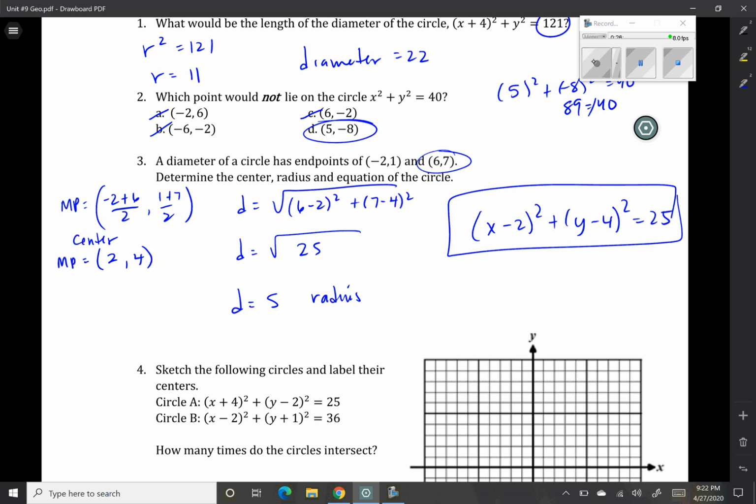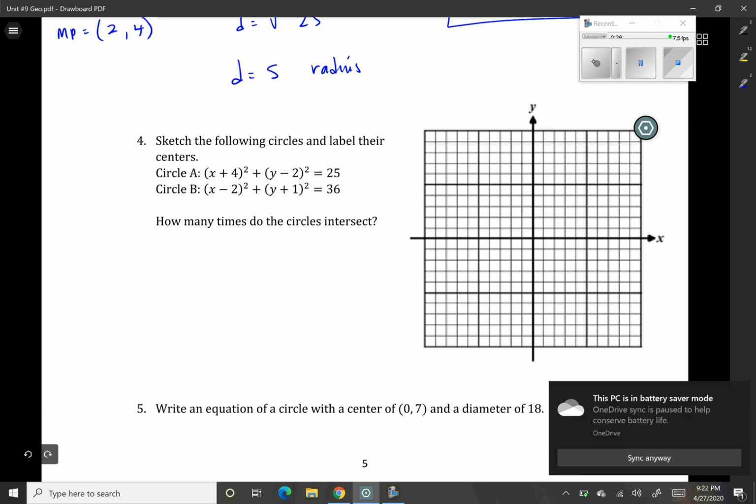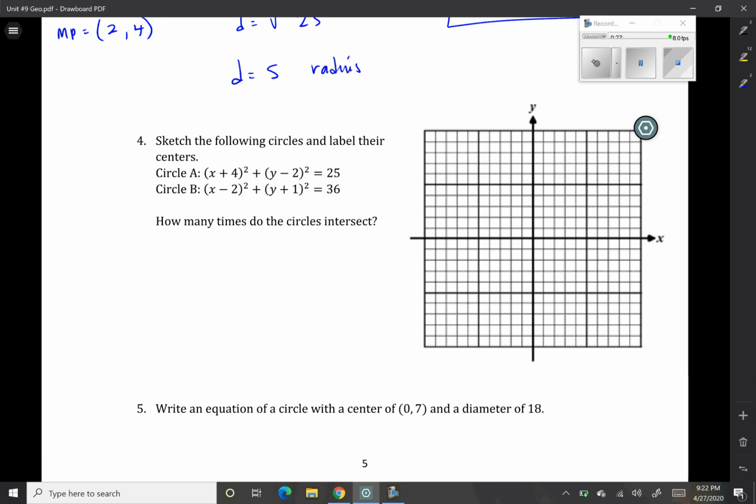Number 4 gives us two different circles, and it asks us to sketch them and asks how many times the circles intersect. For this, if you have a compass, totally try and use it. It will help for sure. My computer's dying. Let me plug it in. If you don't have a compass, just try your best to make good circles. I'll try my best here because I do not have a compass.